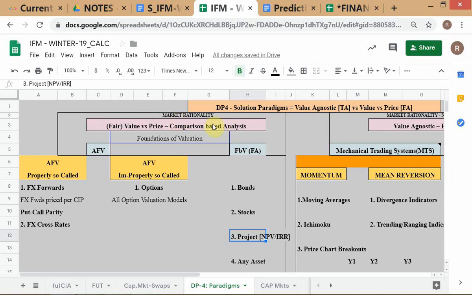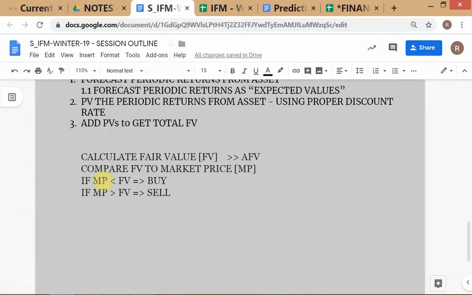And I have said that everything under this umbrella basically involves this kind of thinking, which is: calculate the fair value, observe the market price, compare the market price to the fair value. If the market price is below the fair value, then buy. If the market price is above the fair value, then sell. This framework also has to be clearly understood, although it may be very obvious to you, but always think like you're talking to a computer, okay.